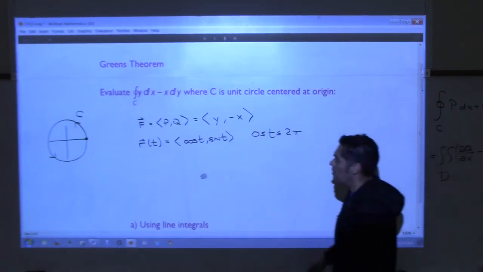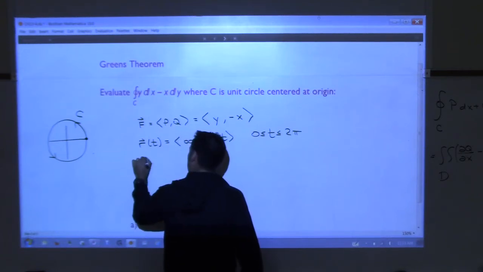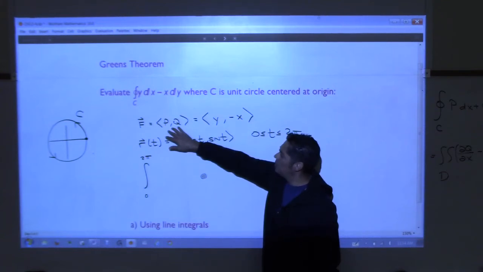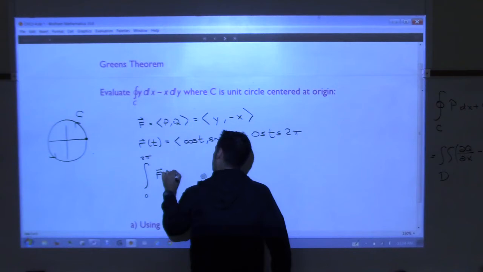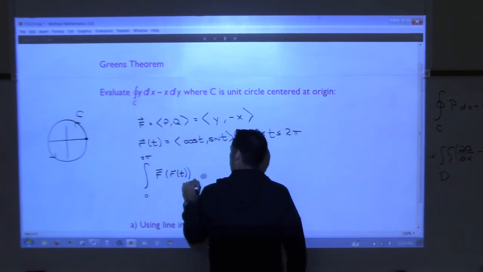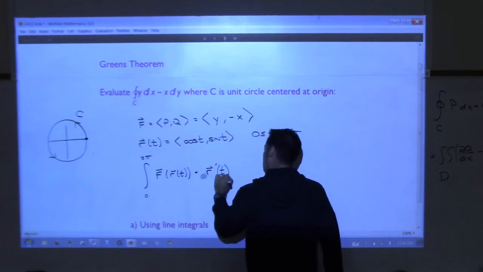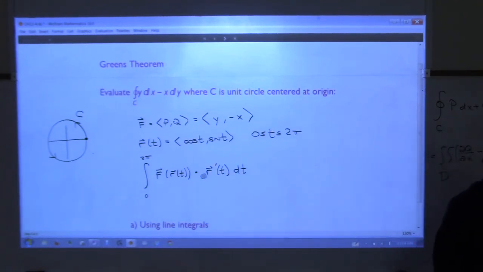We would have to go integral 0 to 2 pi, take the F vector field and evaluate it at r of t, and then dot that with r prime of t dt. This is the formula for work. This is it.